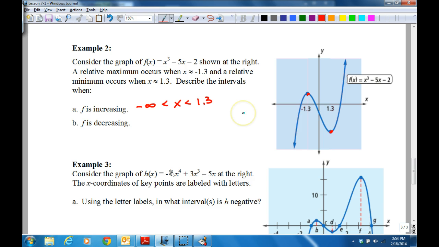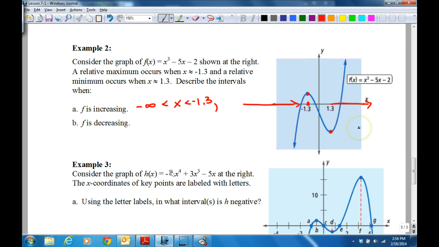Okay, where else is it rising? Wait, why the value of x? I thought we were looking at y values. I'm so confused. Okay, good question. I'm looking at the y values, yes, but I'm saying from what x value to what x value is it rising? Okay, so from here to here, it's rising, right? Yep, from here to here, it's also rising.